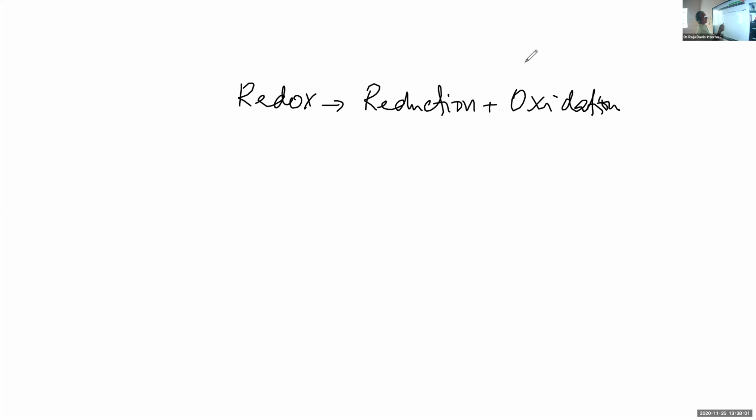At the same time, you can say there is a simultaneous loss and gain of electrons. You can write oxidation and reduction together also. One example. A majority of you have given an example for that.